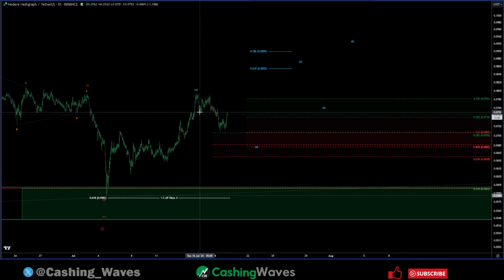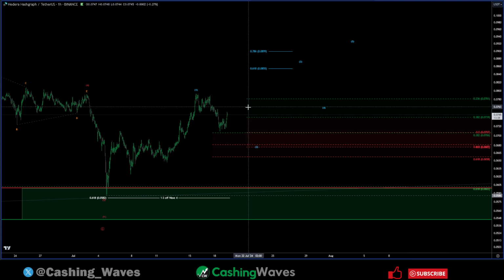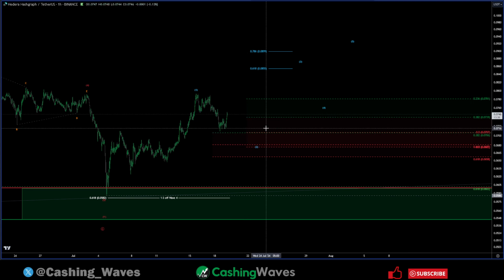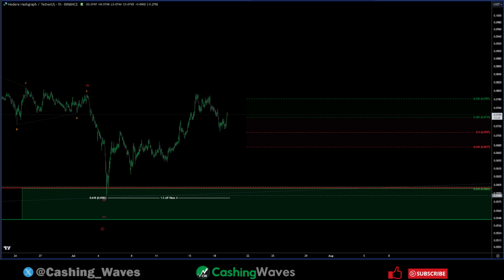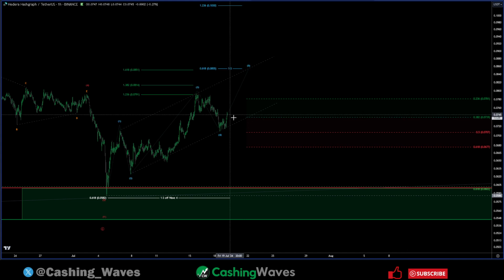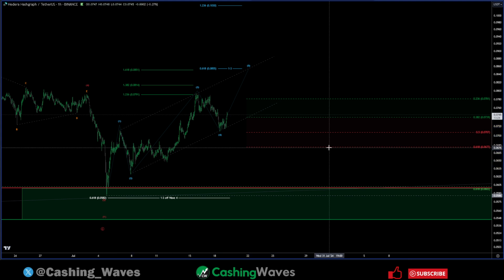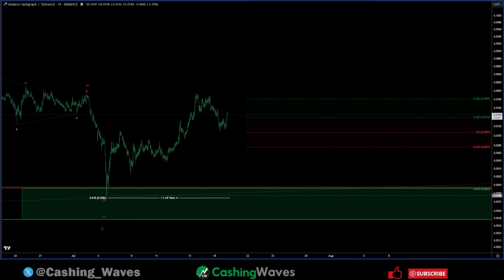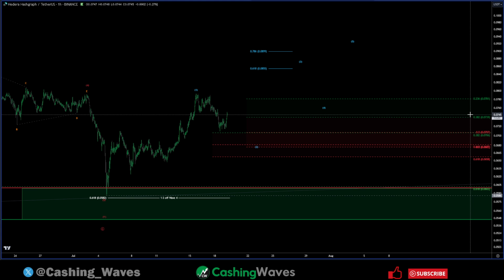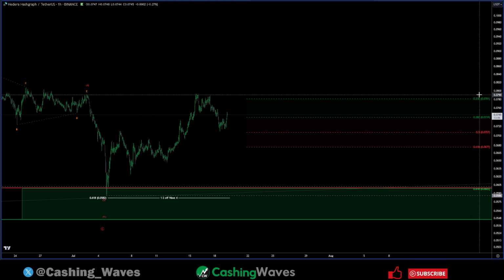It looks good though. This looks corrective more than impulsive. We'll have to wait and see here. But those are my two options. This is my current primary, unless we drag out lower. This trend line doesn't really make sense anymore. In that case, I would switch to, okay, we're just making a larger diagonal. Both those options are possible.